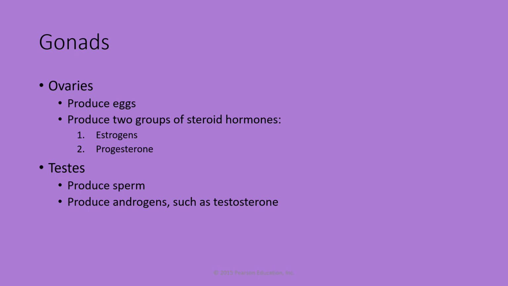The gonads, the sex organs for females, you have the ovaries. This is where the production of the ovum or the eggs occurs. And there are two hormones, the estrogens and progesterone, that are produced here. In males, the testes are producing the sperm and are also producing the androgens such as testosterone.